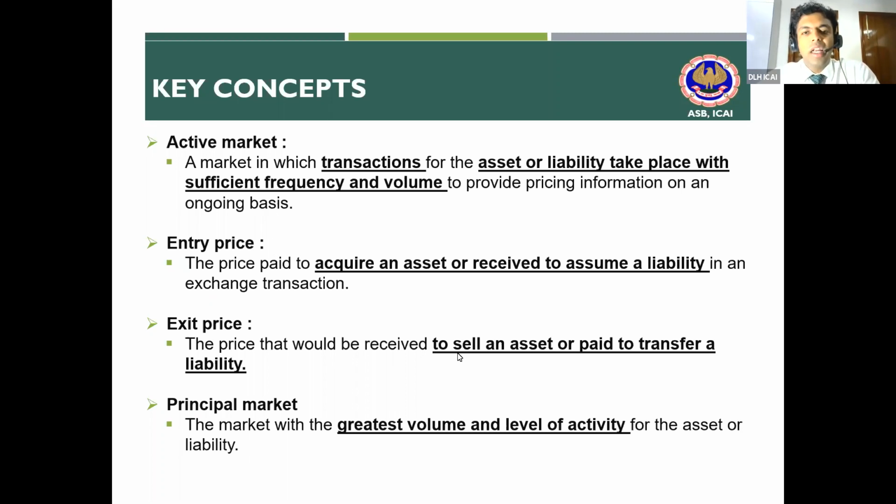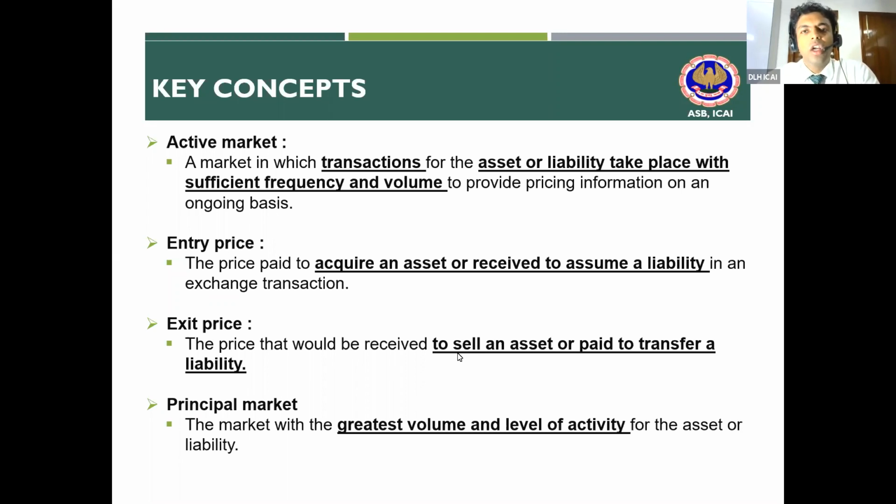Entry price. What is an entry price? The entry price is basically the price to be paid to acquire an asset or received to assume a liability in an exchange transaction, right? So if I paid any price to purchase an asset, that is the entry price. If I have received any price to assume a liability, that is called an entry price. But what is an exit price? Exit price means the price I will get by selling an asset, or the price I need to give for transferring a liability, that is an exit price.